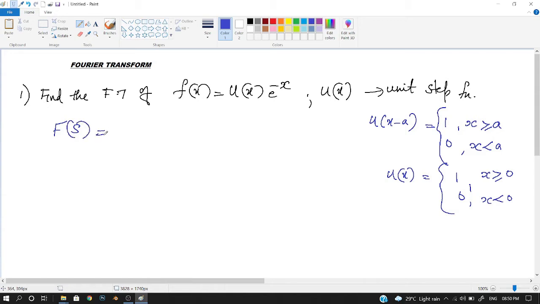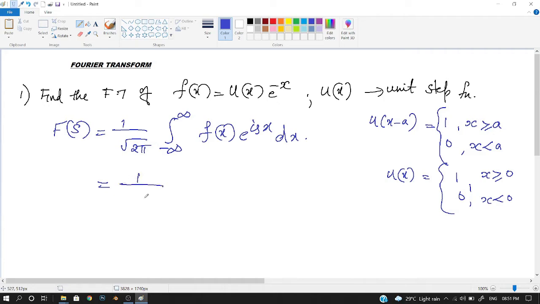F of s is equal to 1 by root 2 pi integral from minus infinity to infinity f of x into e raised to isx into dx. Now you can substitute for f of x here. You can see that there is u of x into e raised to minus x, and the value of u of x is 1 only when x is greater than or equal to 0. X greater than or equal to 0 means from 0 to infinity. In the other interval the function value is 0.